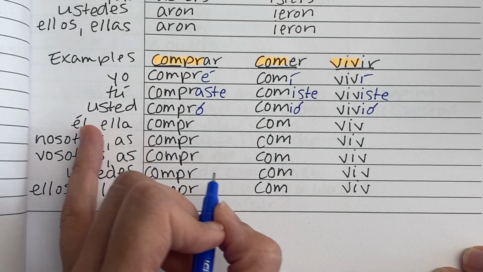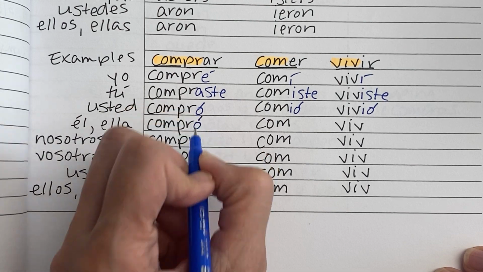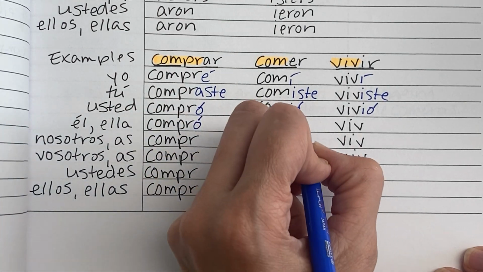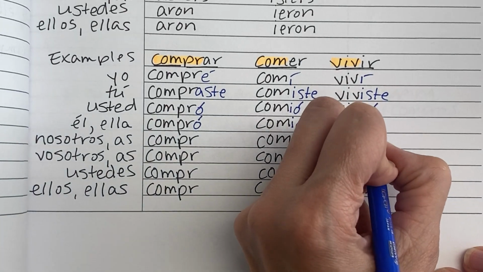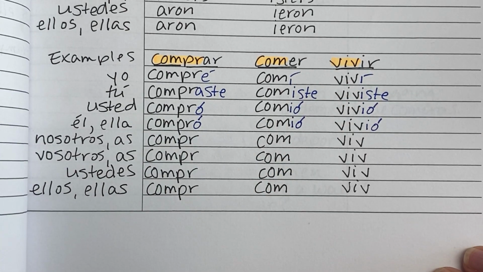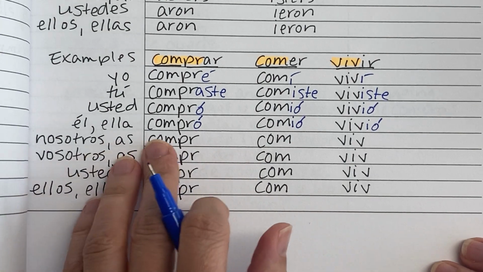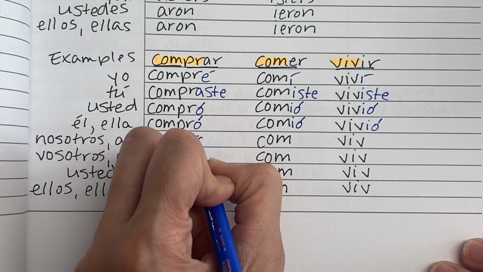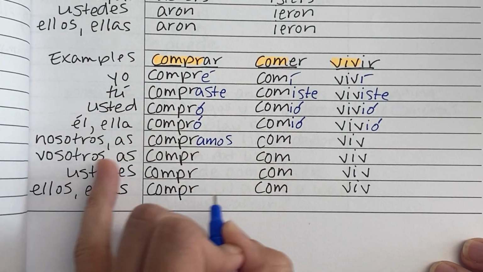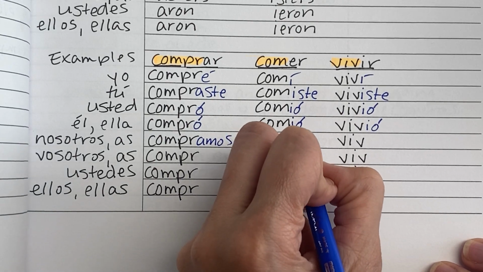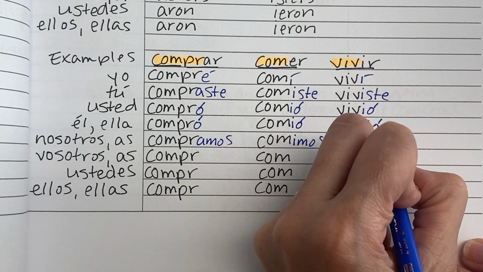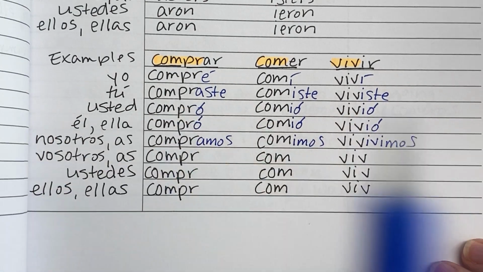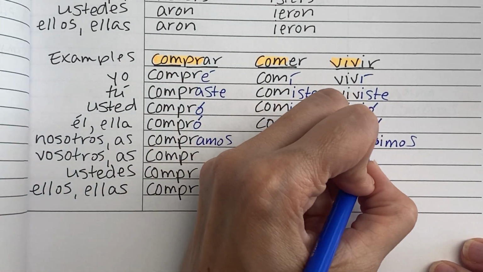And then él, ella, he or she bought, él or ella compró. He or she ate, él or ella comió. He or she lived, él or ella vivió. We bought, nosotros, nosotras compramos. We ate, comimos. We lived, vivimos.